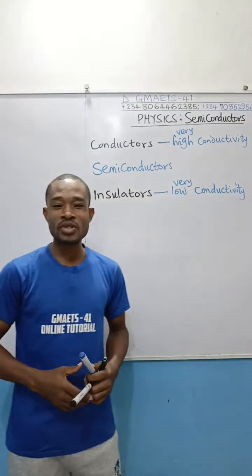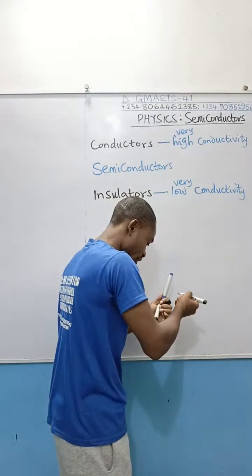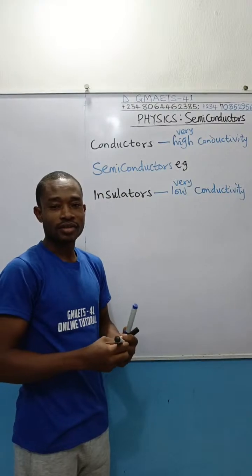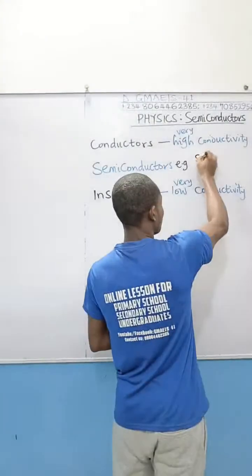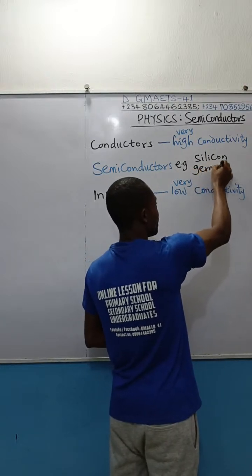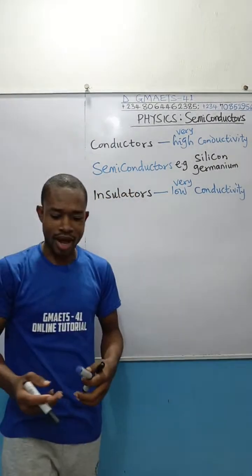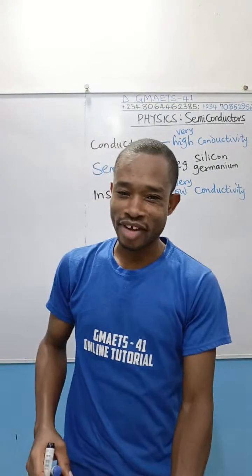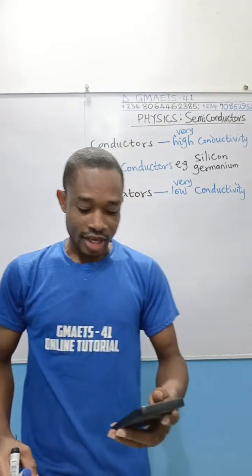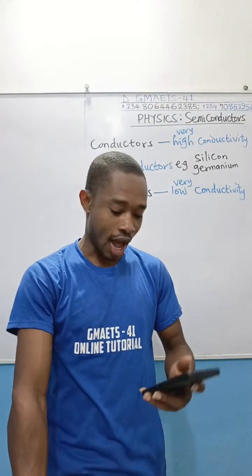What are some examples of semiconductors? I'd like to mention these ones, very important. Silicon, it's a good example. Germanium is another good example. Silicon and germanium are the semiconductors we are going to give attention to in this class. Remember that semiconductors have conductivity values between these two.